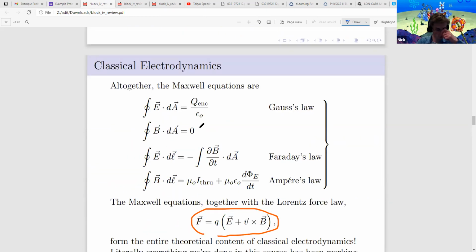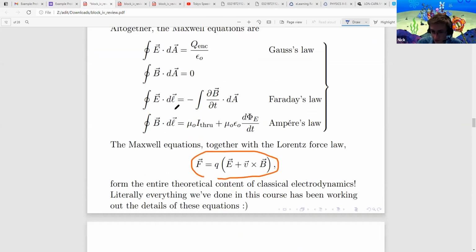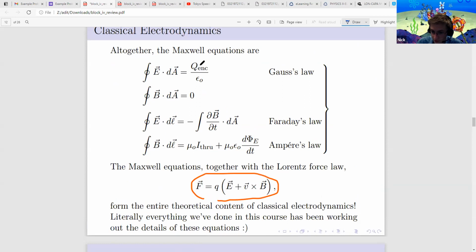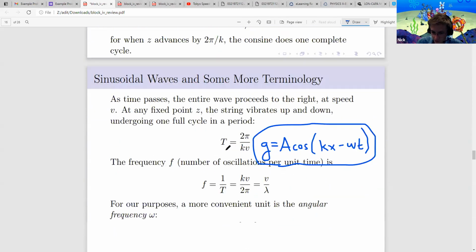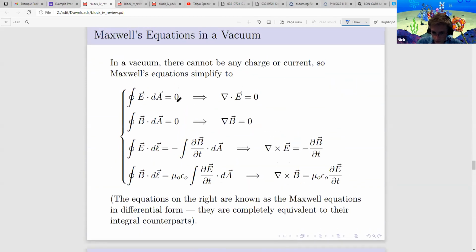Those are cool and all, but let's consider the special case of a vacuum. If we're in a vacuum, we can't have any charge, and we certainly can't have any moving charges. So two terms in our Maxwell equations are going to go away. We're going to lose this term. Gauss's law is going to become, the integral of E dot dA is going to become 0. And in Ampere's law, we're going to lose our regular current term, and we're just going to keep our displacement current term. These equations on the right, don't worry about them.